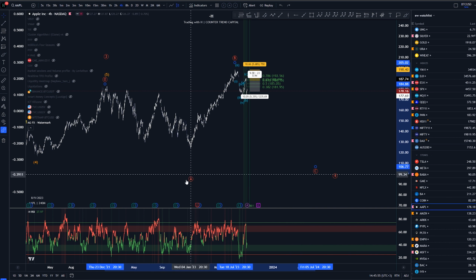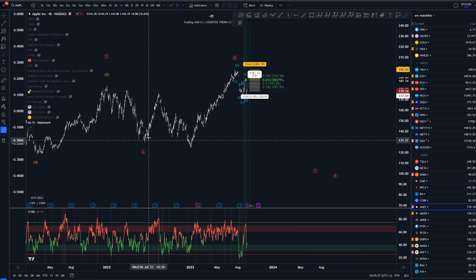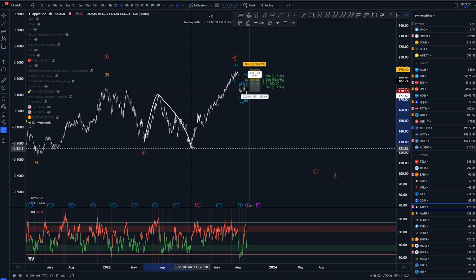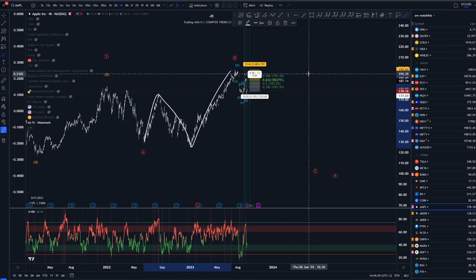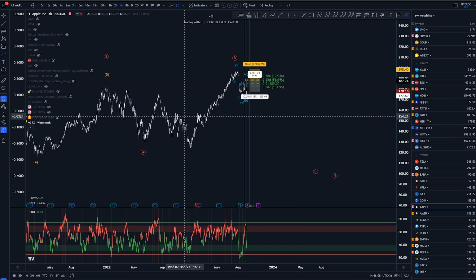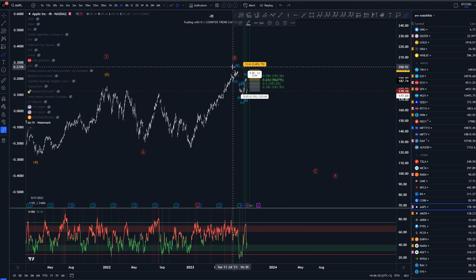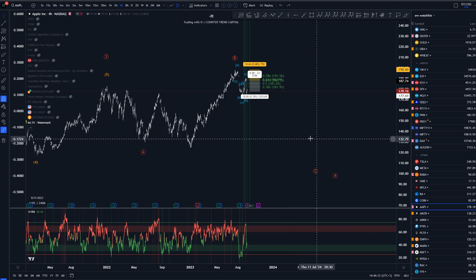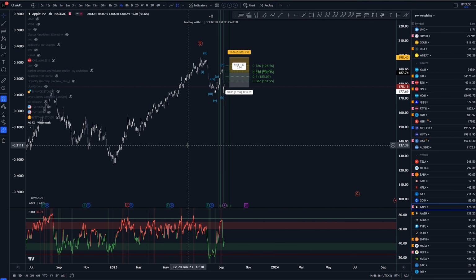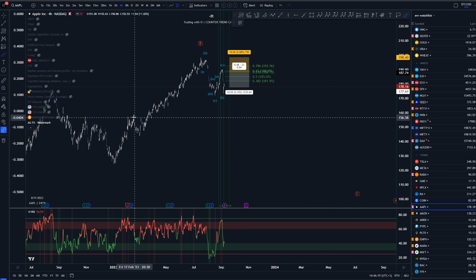The other way of looking at this is labeling A wave here, where instead we would have this as a wave A, then an expanded flat in itself here in wave B, which is fine as well. It doesn't really matter at this point which one you would be labeling, as long as it is ending here. Now the question is actually, is it ending there? And for sure we don't know unless and until we take out this high here.